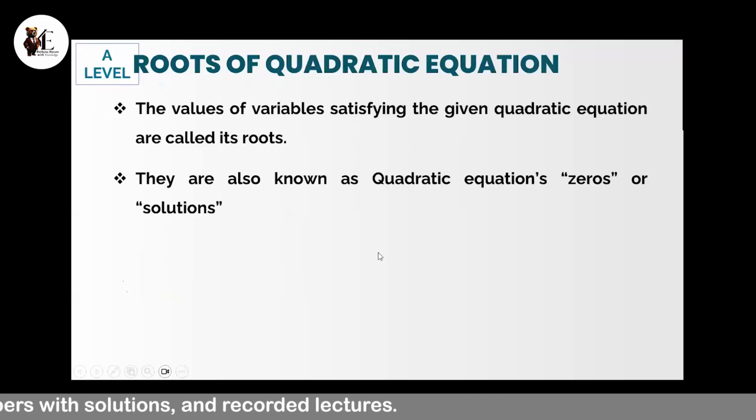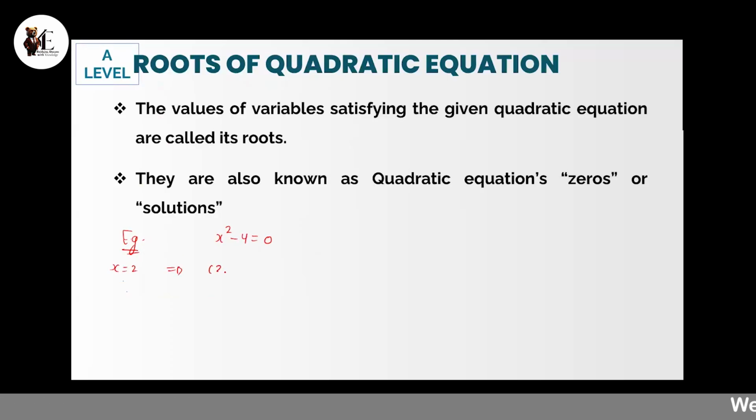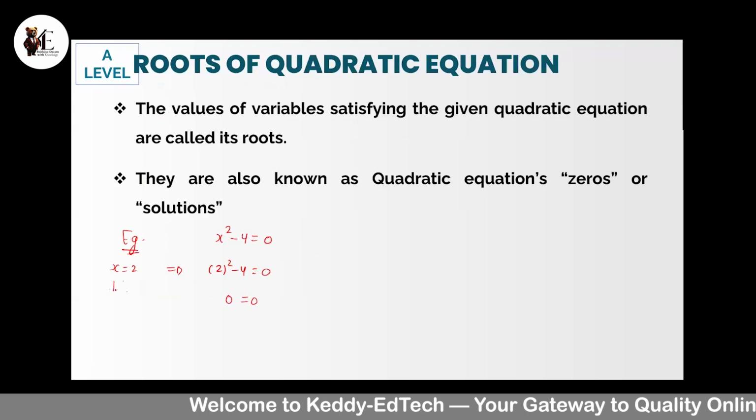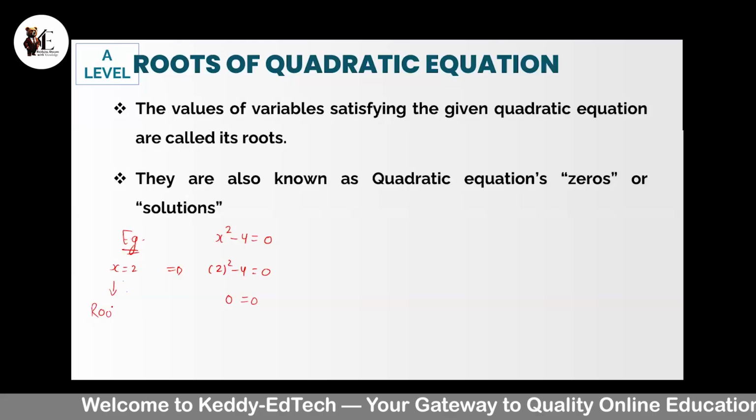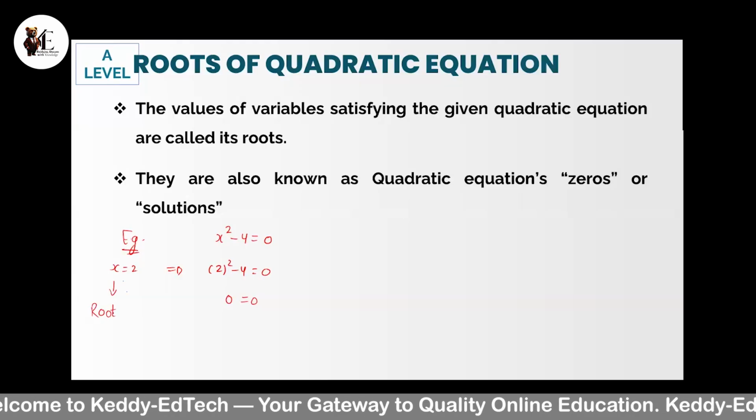Now, the next thing is the root. Basic example: x square minus 4 is equals to 0. If I put x is equals to 2, this will satisfy the equation: 2 square minus 4 is equals to 0. 2 square is 4 and 4 minus 4 is 0. Means when I'm substituting x as 2, it is satisfying the equation. It means x is equals to 2, that is, 2 is a root of the equation.